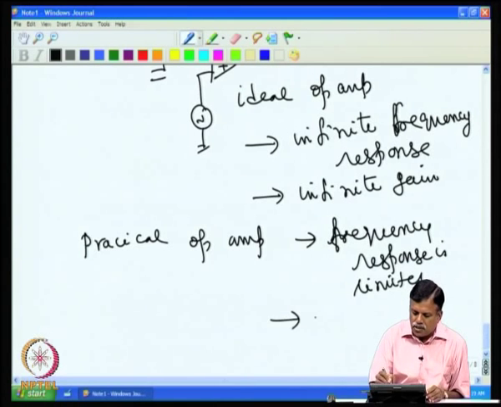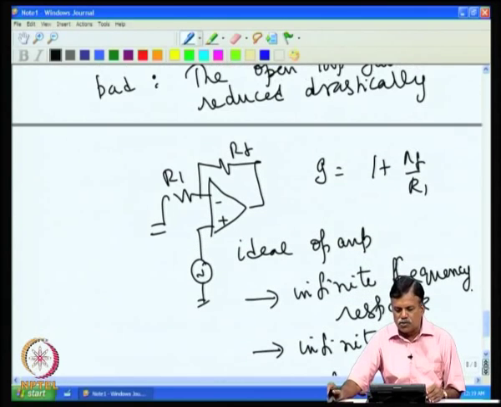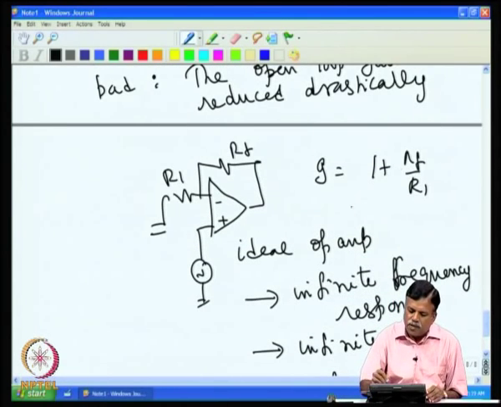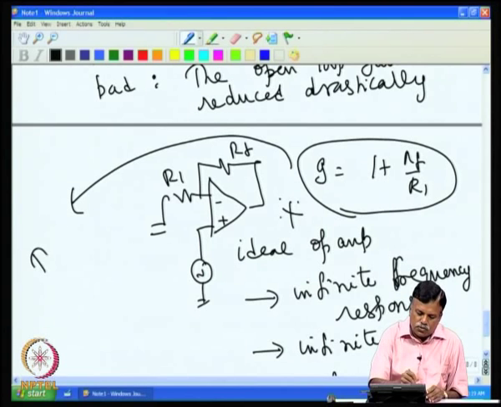And the second one, gain is also limited. Now considering these two limitations, what is the closed loop gain that you get? Is it true that gain is all the time 1 plus RF by R1? Actually it is not true, practically this is not true.